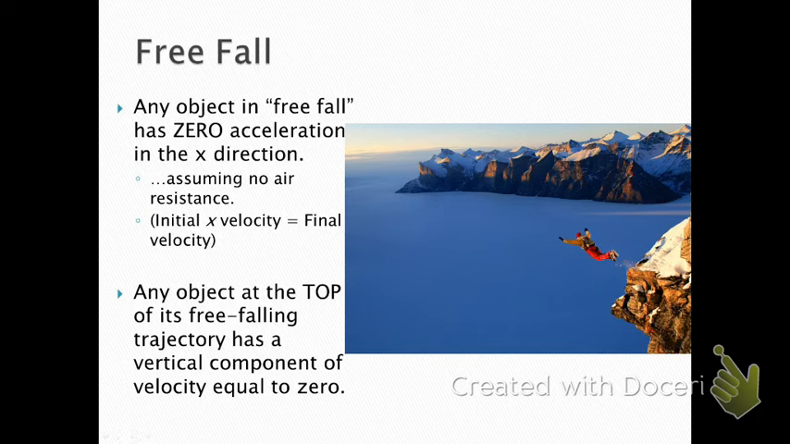Also, it has no acceleration in the x or horizontal direction, and I'll talk about that when we get to 2D motion. But the big point I want to make about free fall is at the top of its trajectory, so when I toss something straight up or when I drop something or anything like that, at its highest height, it always has a vertical velocity of 0.